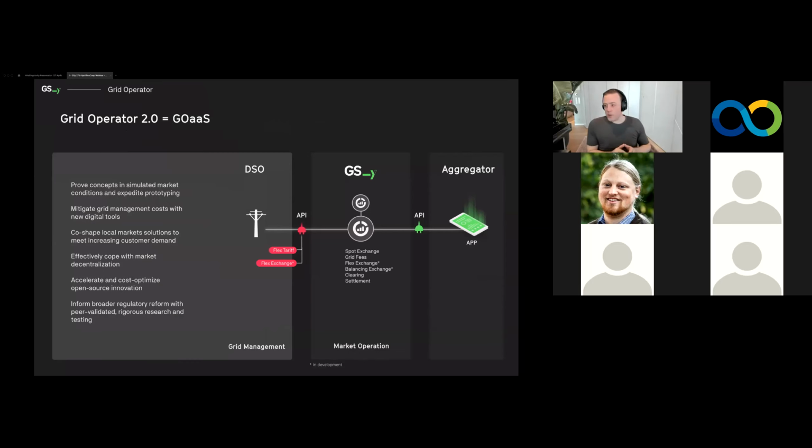And if we look at grid operators, we have been working with a number of grid operators from around the globe, predominantly DSOs right now. And how we work with them together, we do continuous innovation cycles. A lot of DSOs have their own internal research, how to account better for the grid with algorithms and so forth, or how to operate local markets.